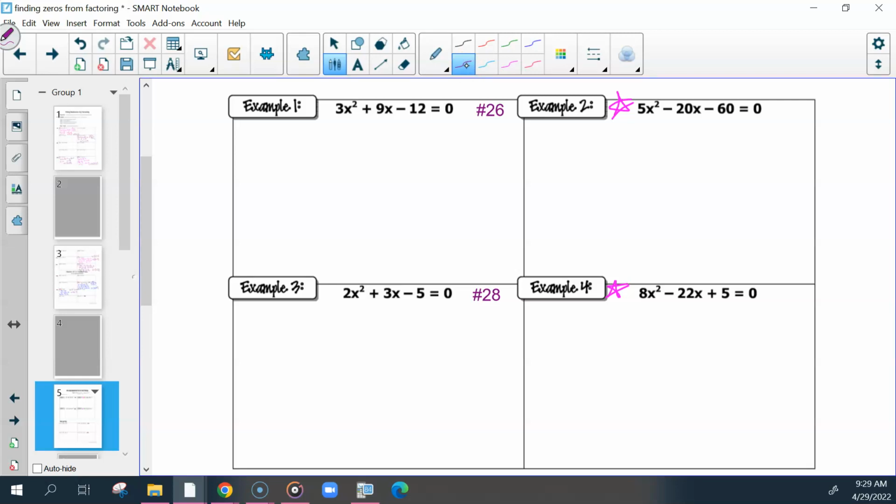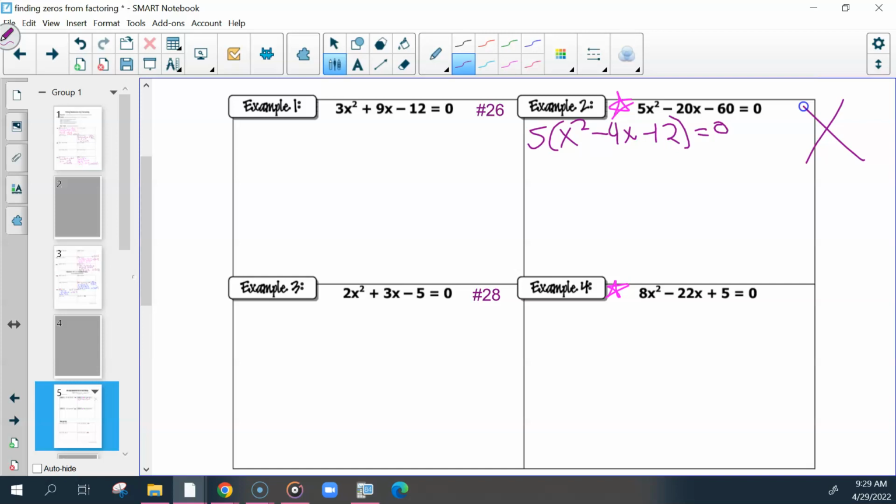For example 2, how could we factor this? Let's see. It is a trinomial. Could you divide it by 5? Yeah. And that will leave... So then, yes, we're still going to do the x.